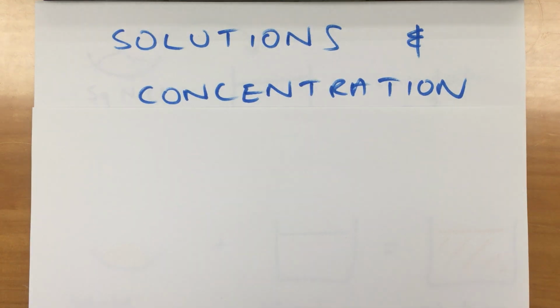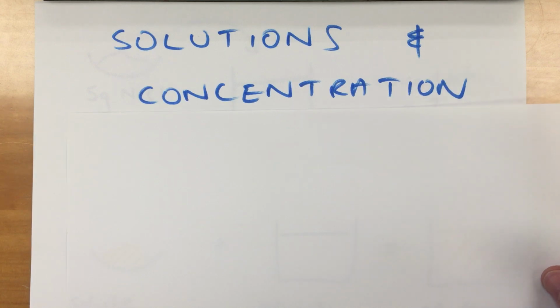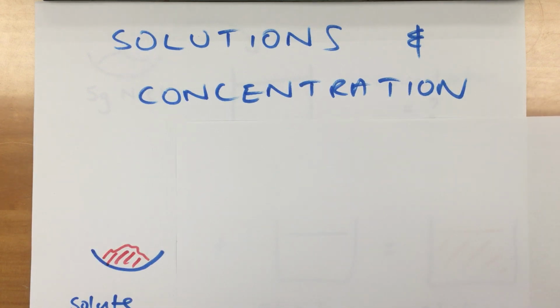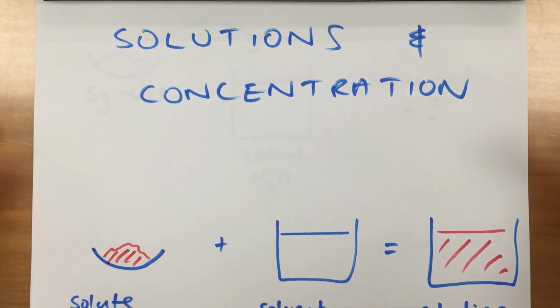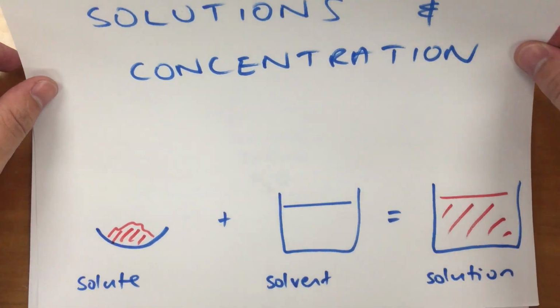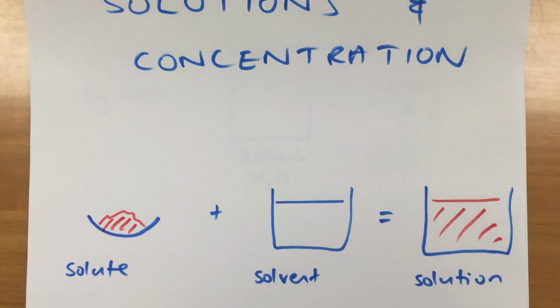So first of all, before we go too far, it's important to define what a solution is in a chemistry context. So a solution is when I take some solid, which we would call the solute, and I dissolve it in a liquid, which we would call the solvent. And when I have a solute dissolved in a solvent, that gives me a solution.